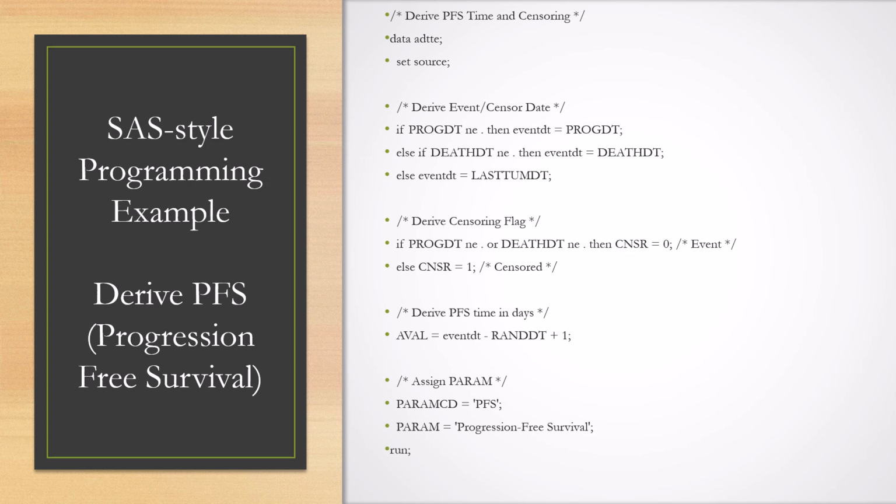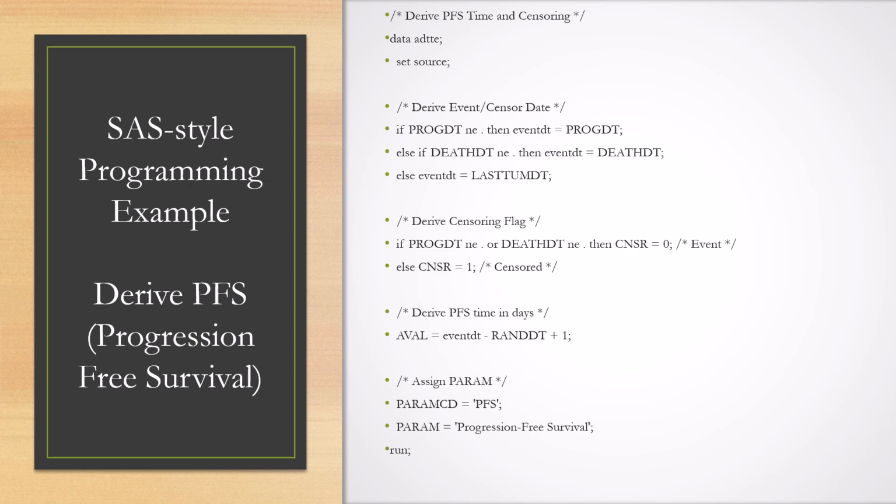So I'm reading the source dataset to create the ADTT dataset. The first step is to derive the censor or the event date. In PFS, that is the progression-free survival, the progression or death is considered as the event, whereas if the subject experiences neither of these two, then that subject is considered as the censored subject.